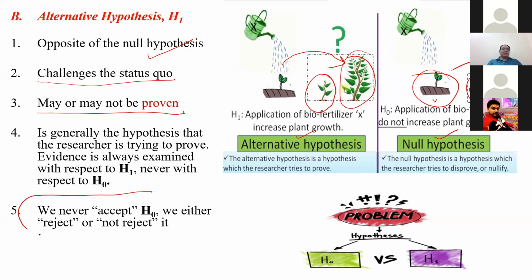Now read this statement, which gives you more clarity. We never accept the null hypothesis. We either reject it or not reject it. One thing which people normally ask me is when we should go with the null hypothesis and when we can go with the alternate hypothesis. This is the question I normally face from researchers: when can the null hypothesis be considered and when can the alternate hypothesis be considered.